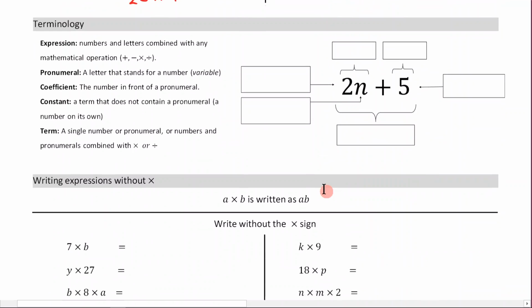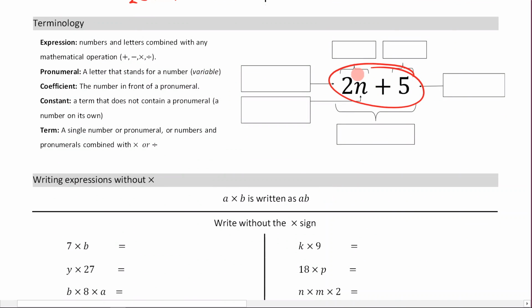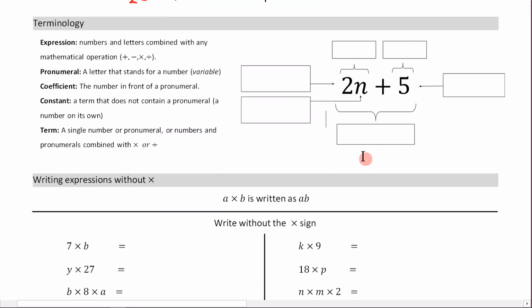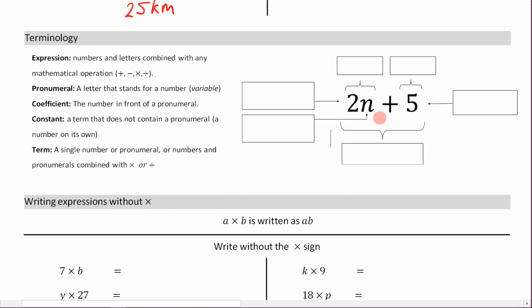So let's come down here now. And as you can see, I have put down 2n plus 5. As I said there, sometimes I get mixed up between 2 and t. I say the wrong one, so be careful. Okay, so let's go through some terminology here. The first thing we're going to talk about is what an expression is. So an expression, numbers and letters combined with any mathematical operation, so plus, subtraction, multiplication, or division. So this entire thing here is called an expression. So can you write that in for me? This entire thing is called an expression, and that's why we've got this big thing there over the whole thing.